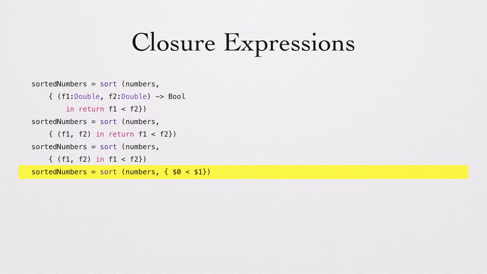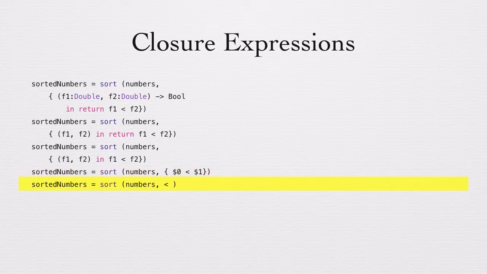In this revision, we use the shorthand argument names. The values of the closure's arguments are referred to by the names $0, $1, $2, and so on. Thus, rather than using two external names such as f1 and f2, we can directly provide the comparison of the first two arguments to the closure function.